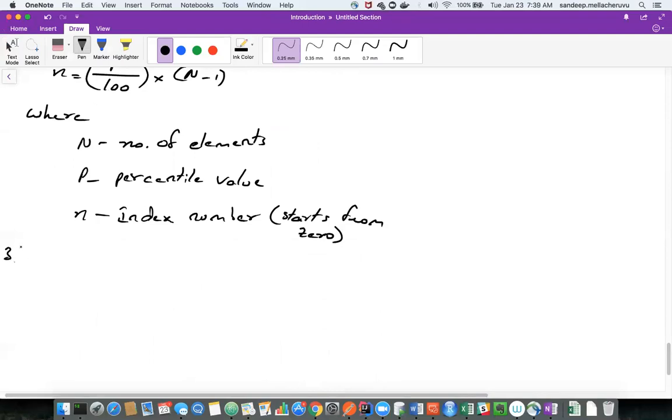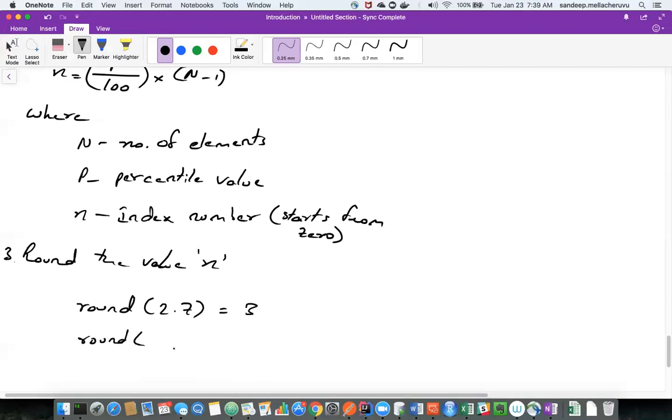And the third step is round the value n. Just rounding the value means that, let's say the n value is 2.7. When you round any value, the nearest integer will come out. If you round 2.7, you should get 3.